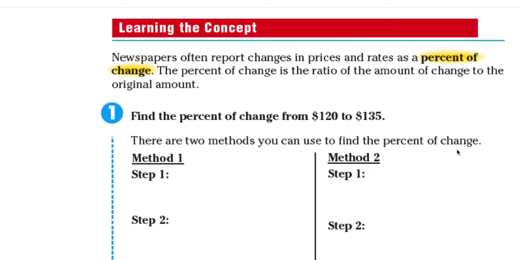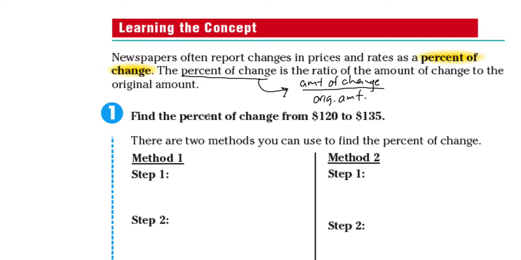Newspapers often report changes in prices and rates as a percent of change. The percent of change is the ratio of the amount of change to the original amount. Again, it's the ratio of the amount of change to the original amount. So if I were to write this as a ratio, the percent of change is the ratio of the amount of change to the original amount.